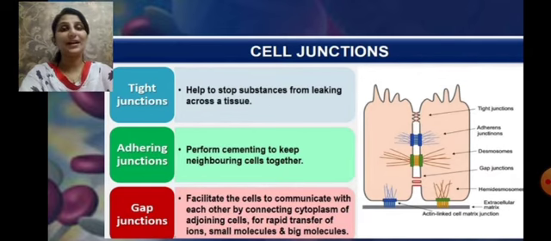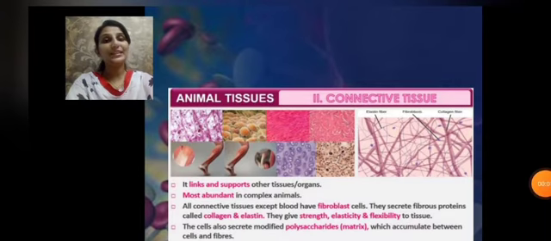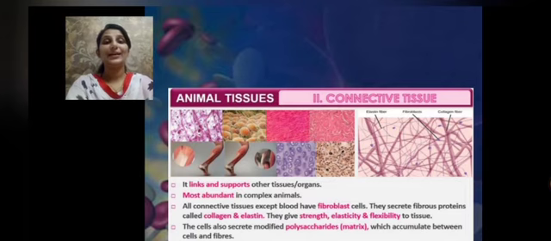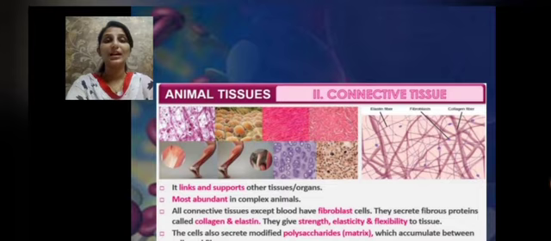Now let us learn about the connective tissue. The connective tissue connects together organs and tissues. It links and supports other tissues and organs. And it is the most abundant tissue in complex animals. Of the four types of animal tissues, the connective tissue is the most abundant tissue present in the animal body.